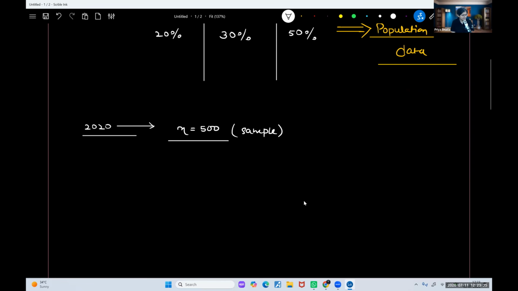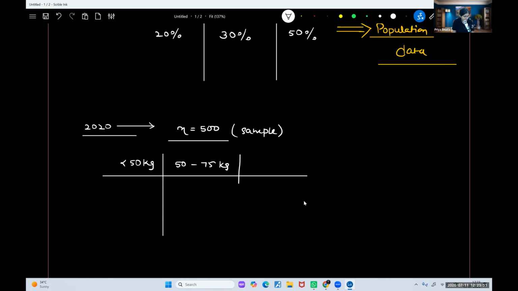And what they have observed that in that same small city, when we talk about less than 50 kg, when we talk about 50 to 75 kg, and when we talk about more than 75 kg, the number of people are 140, 160 and 200. ठीक है?